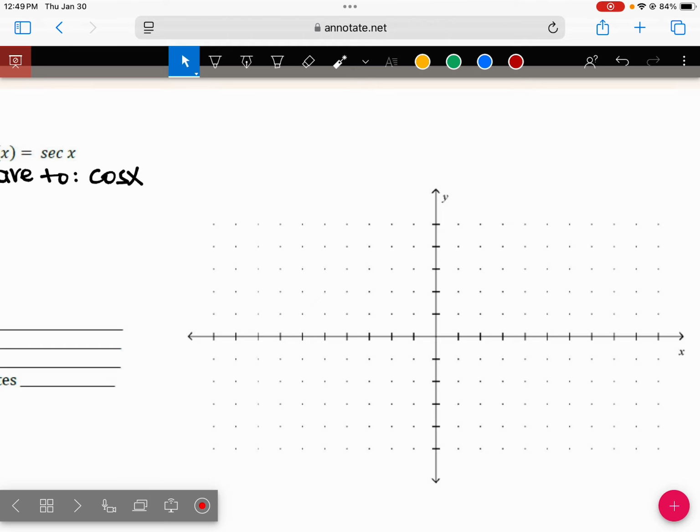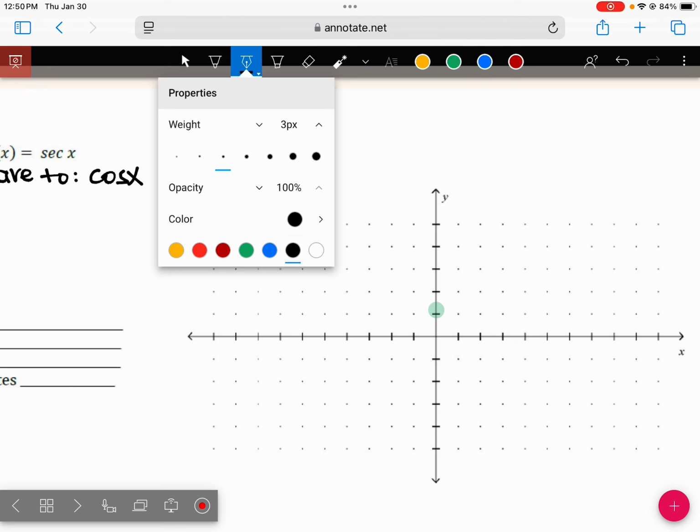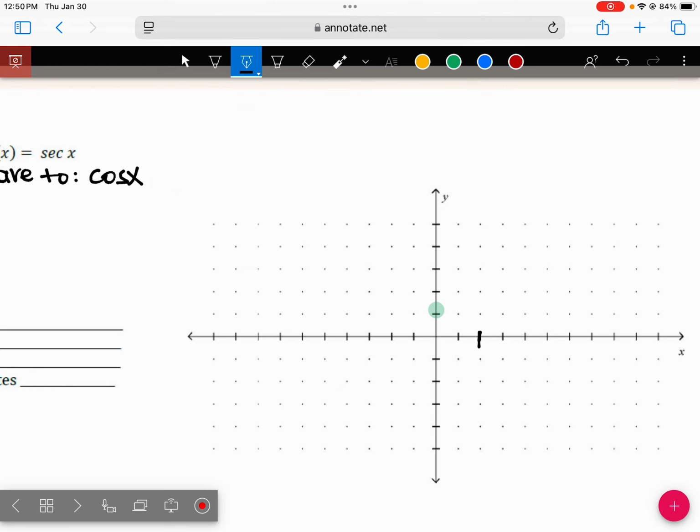So the fun thing about these problems is that we are going to just literally graph our cosine function, but we're not going to connect the dots. So does cosine start at the top or in the middle? The top. So we're going to start there. We'll draw our thick tick marks.